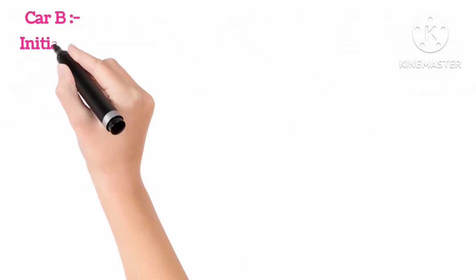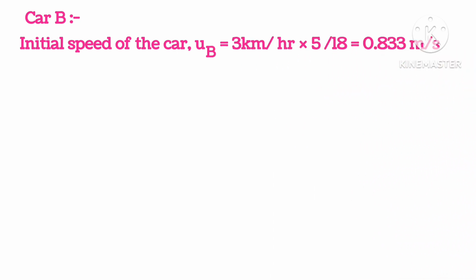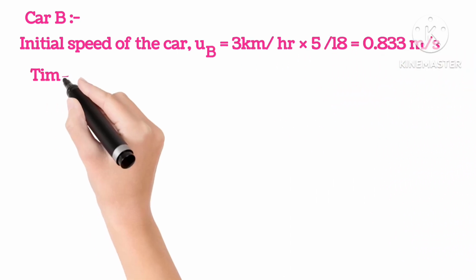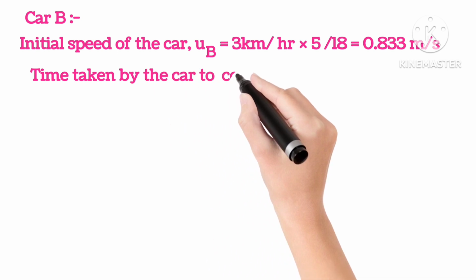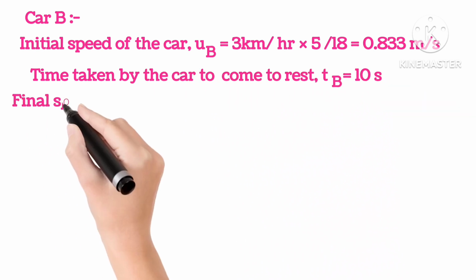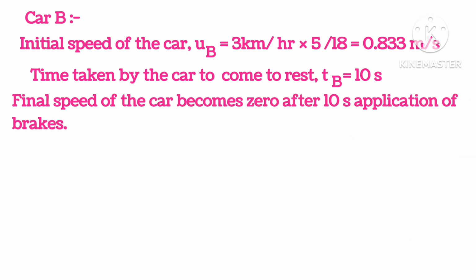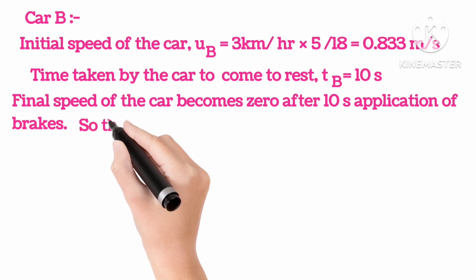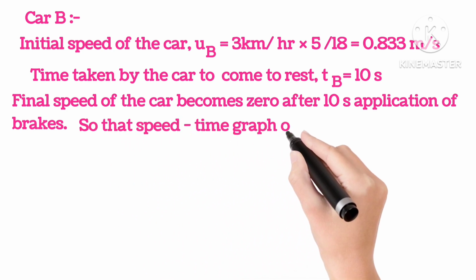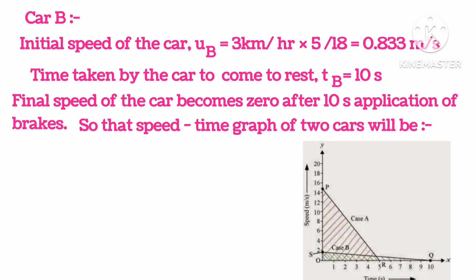In case of car B, initial speed of the car is 3 km per hour, which is equal to 0.833 meter per second. Time taken by the car to come to rest is 10 seconds. Final speed of the car becomes 0 after 10-second application of brakes. So the speed time graph of two cars will be as shown here.